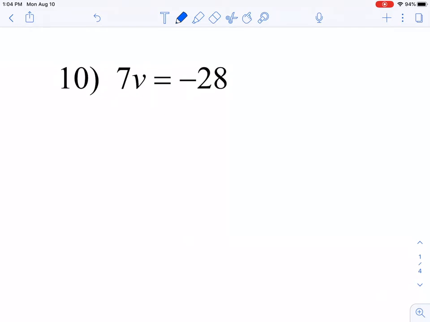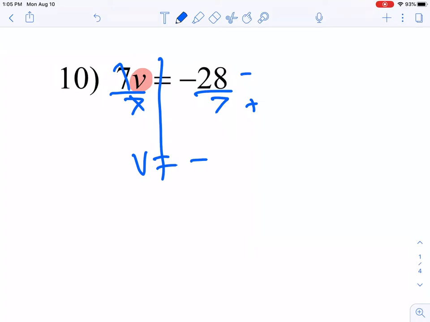Okay? Right here, we need to get v by itself, and 7 is sitting right next to it, which means it's multiplying. So the way that we undo multiplying is to divide. So we're going to divide 7 from both sides. That makes those cancel out to become 1, or just 1v. And then, again, my sign rules. This is dividing, so I have a negative and a positive. When I divide, if my signs are different, I'm going to get a negative answer. And 28 divided by 7 is 4.